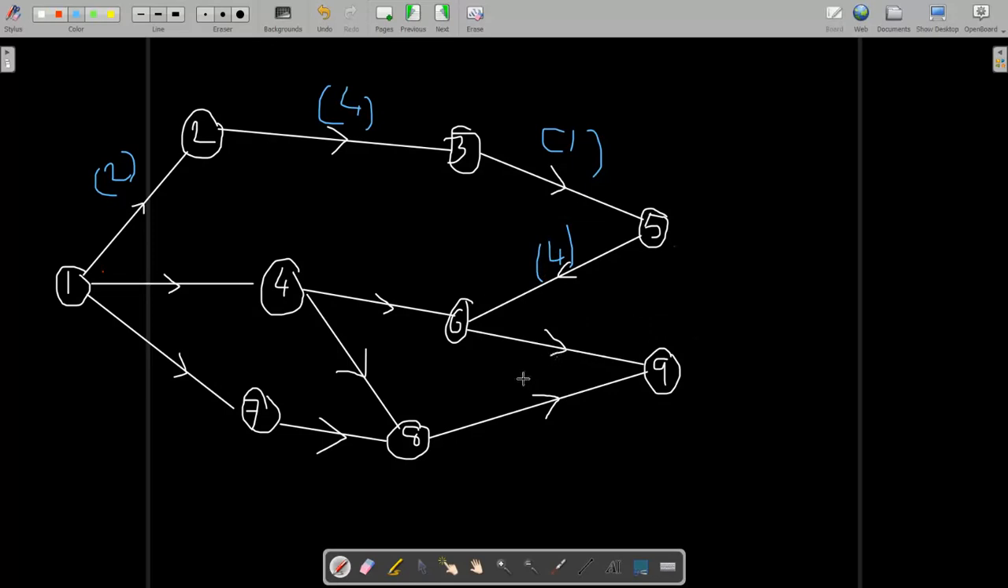Now 6 to 9, 9 days. 8 to 9, it is 5 days. 4 to 6, 5 days. 4 to 8, it is 8 days. These all are given in the question. Okay, 7 to 8, 3 days, and 1 to 4, 2 days, and 1 to 7, 1 day.